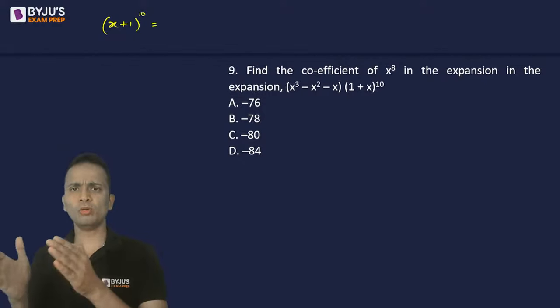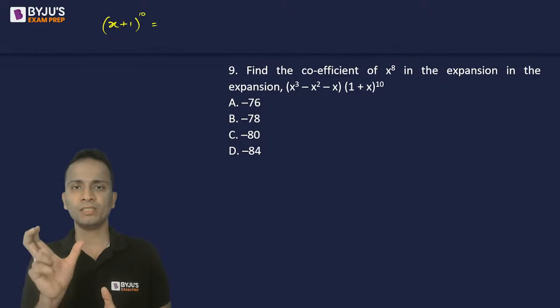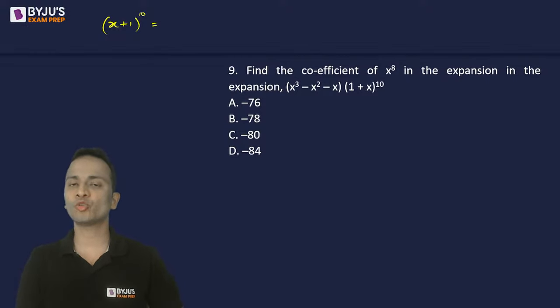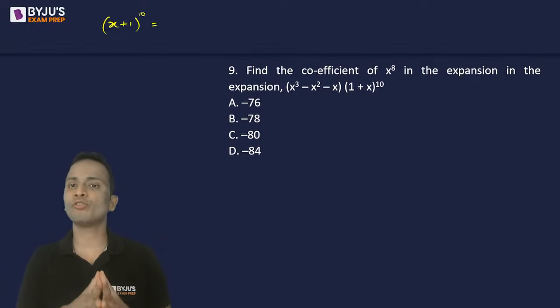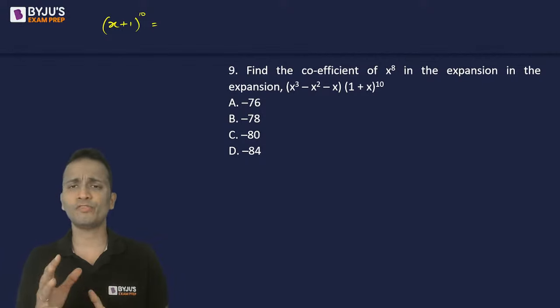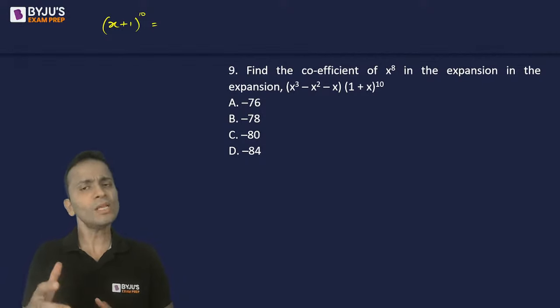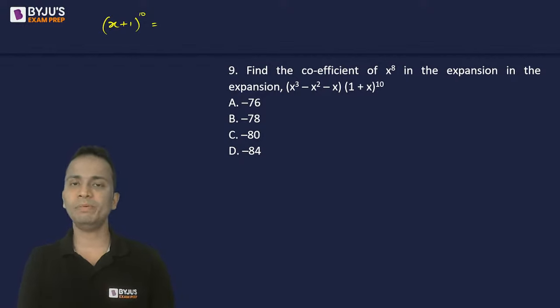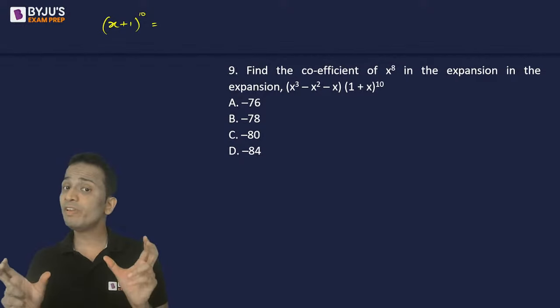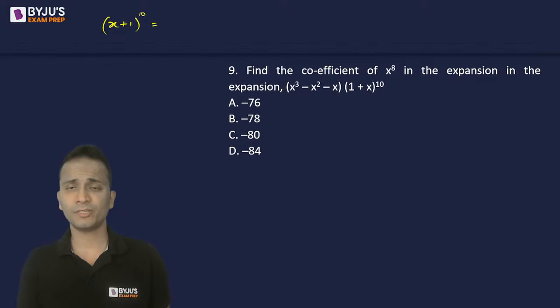Now there are two parts of this expression. The first bracket is x cube minus x square minus x. The second bracket is 1 plus x or x plus 1 whole raised to the power 10. Now look at both of these brackets and find out the final coefficient of x raised to the power 8. So you'll have to find out how x raised to the power 8 will be generated when we multiply both these brackets. Okay.